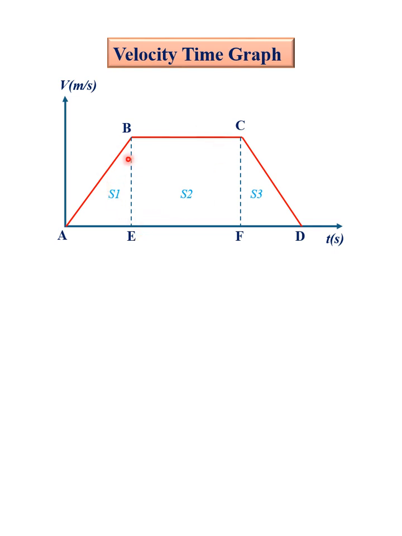This is a velocity time graph. It is used to describe a uniformly accelerated motion. Can you explain this graph?